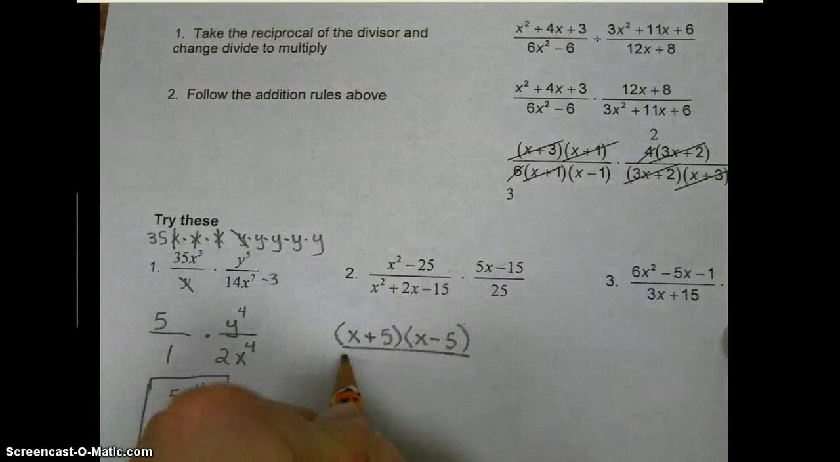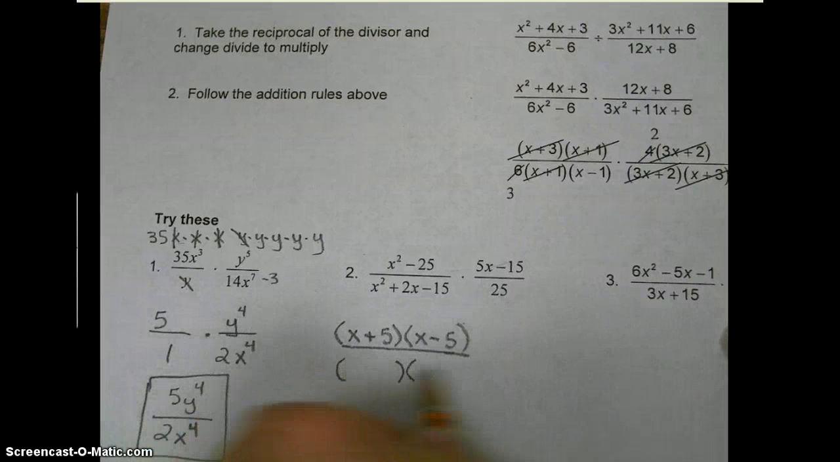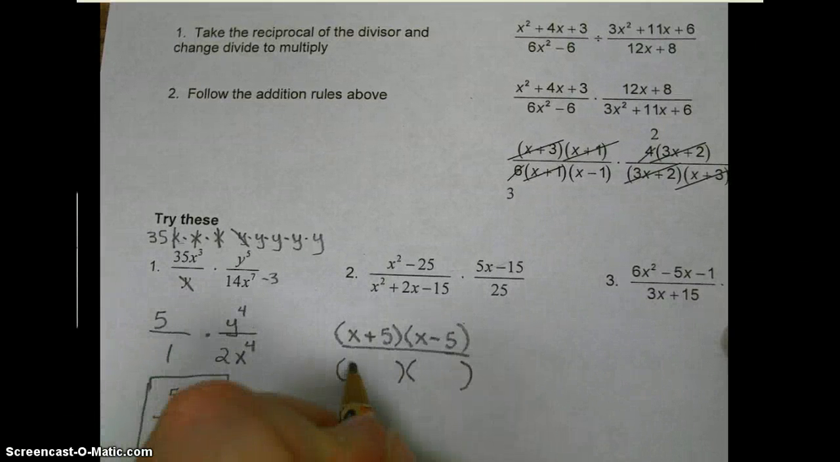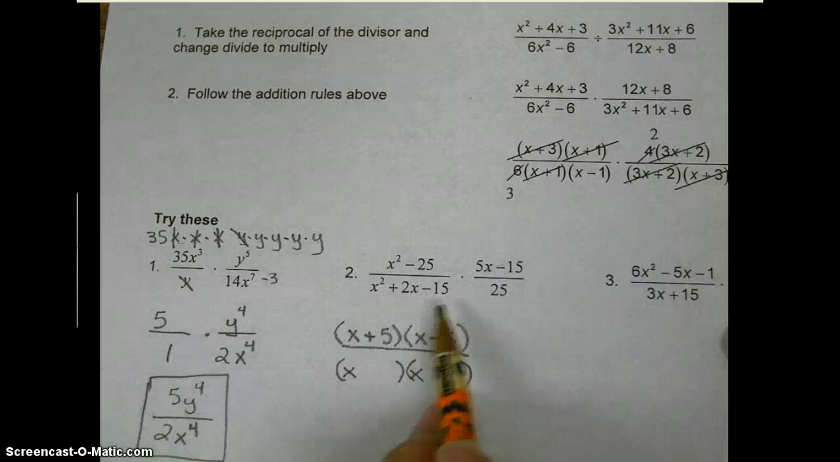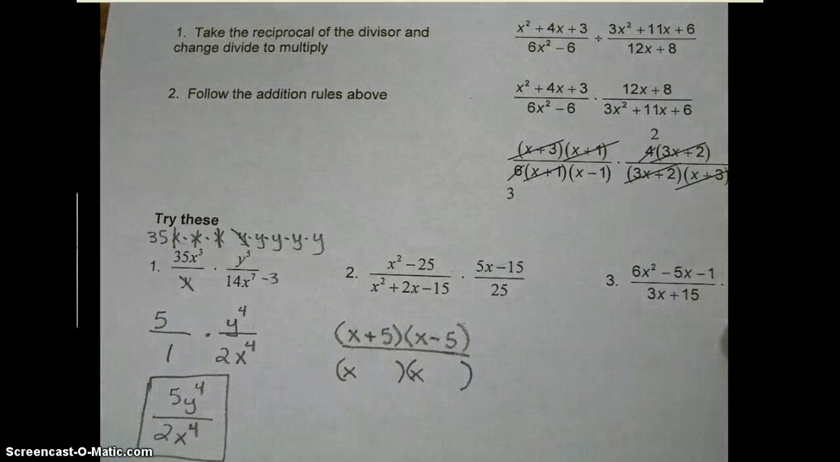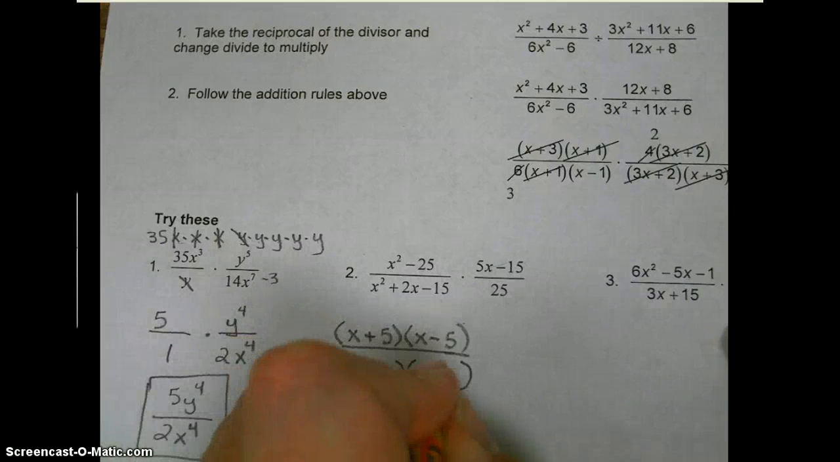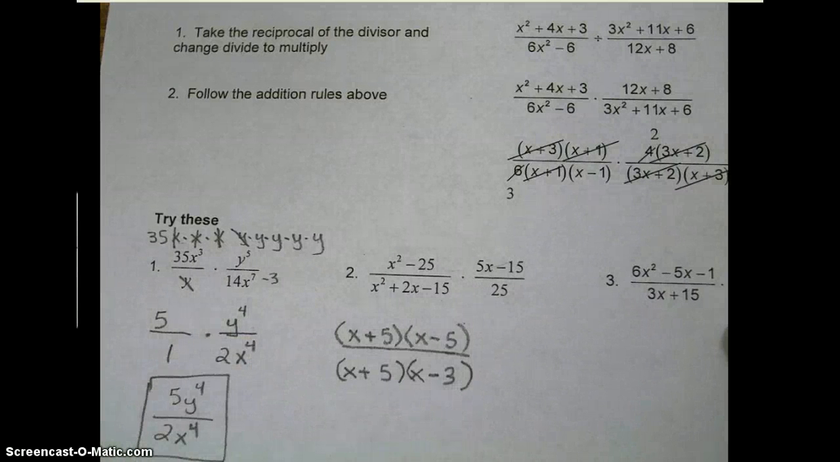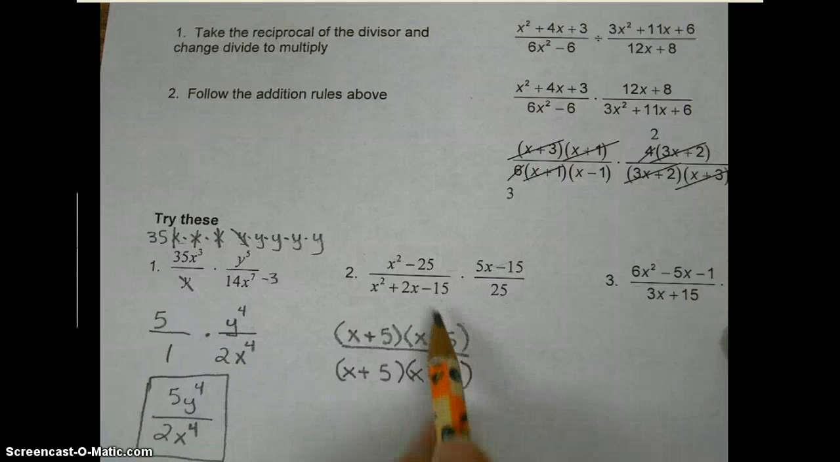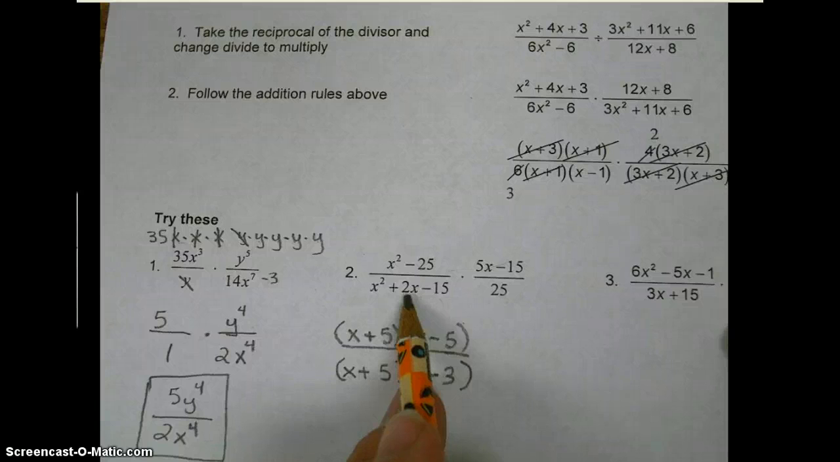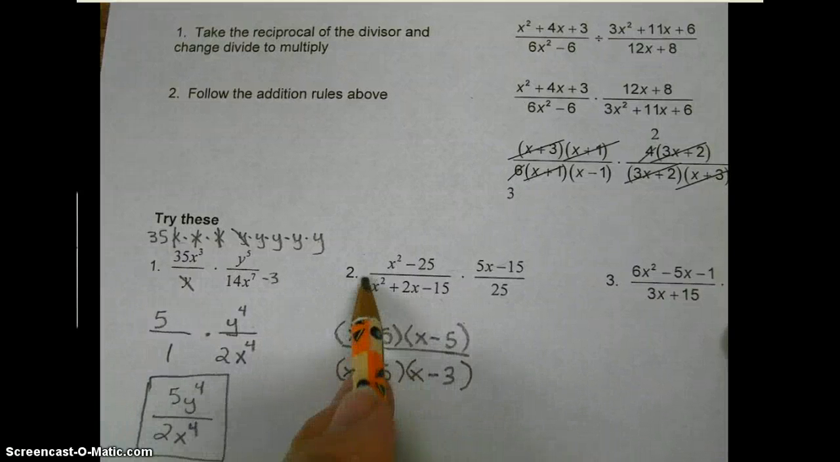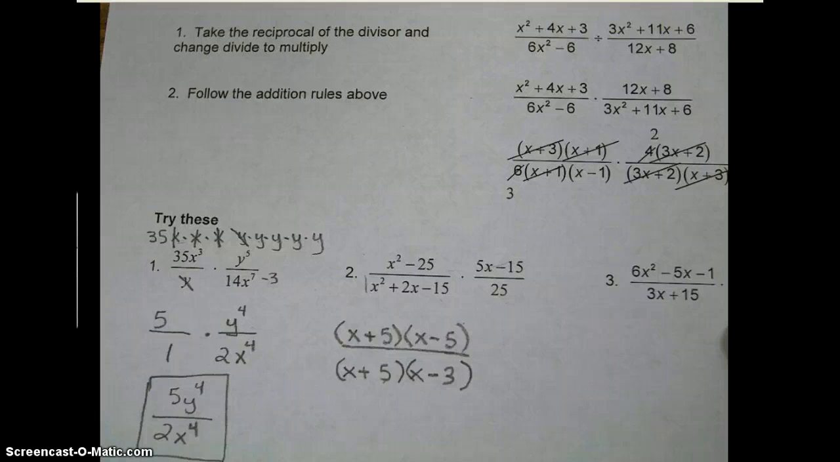Okay, factoring the bottom one. We just got done practicing this in class. So what two numbers multiply to give us negative 15 and add to give us 2? That'd be 5 and negative 3. 5 times negative 3 is negative 15. 5 plus negative 3 is 2. Now remember, that only works when the a value is 1. Otherwise you have to use the x.